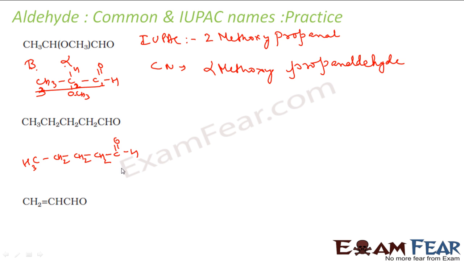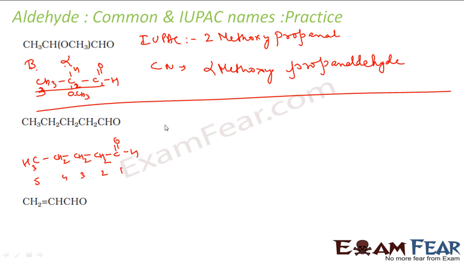Now in this case, to write the IUPAC name, I'll start the numbering from here. 1, 2, 3, 4, 5. In fact, numbering is not required because there is no branch here, right? So the 5 carbon. So the IUPAC name I'll write first. 5 is what? Pent. It's pentanal.